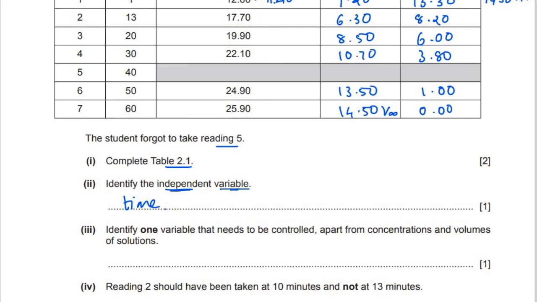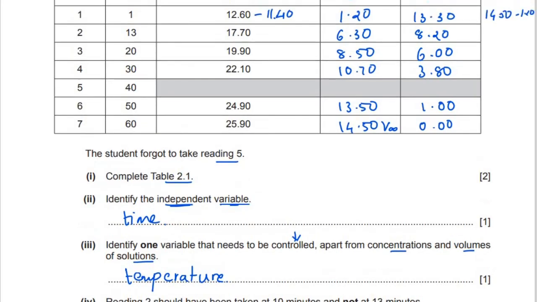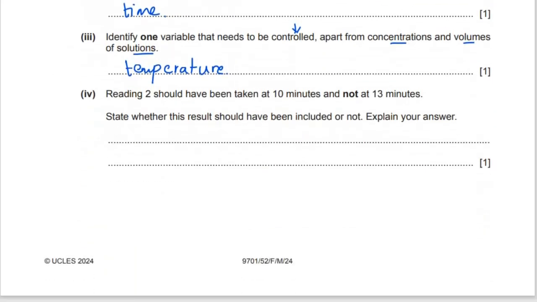Identify one variable that needs to be controlled apart from the concentration and volume of solutions. One variable that needs to be controlled means a factor we're going to keep the same throughout the experiment. They've already given two, that is the concentration and the volumes of the solution; every time we are keeping them the same. Other than that, we are keeping the temperature the same, because we are neither heating nor cooling it after every certain time. So temperature we are keeping constant throughout the reaction.